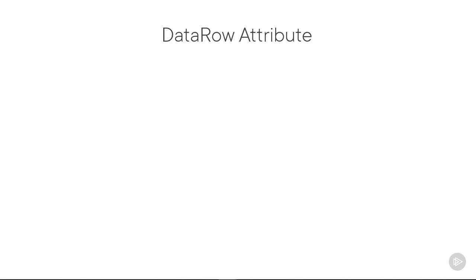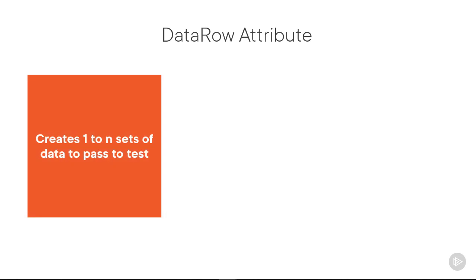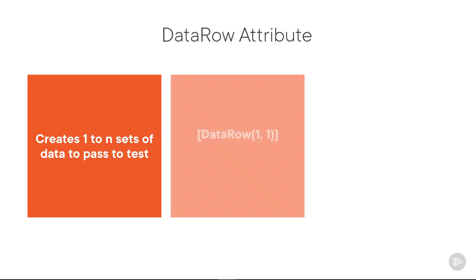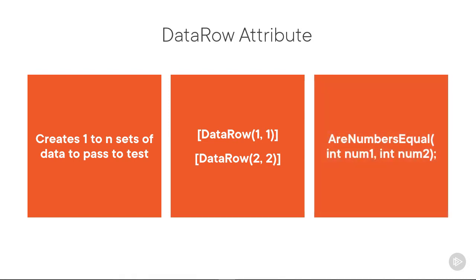Let's take a look at a couple more action attributes. The first one is data row, where you're allowed to create sets of data to pass to a test. So we could create a data row 1, 1, data row 2, 2. What's inside of the parentheses, you can have as many arguments as you want and as whatever data type you want. And then what happens is it passes it to the method over which these things decorate.